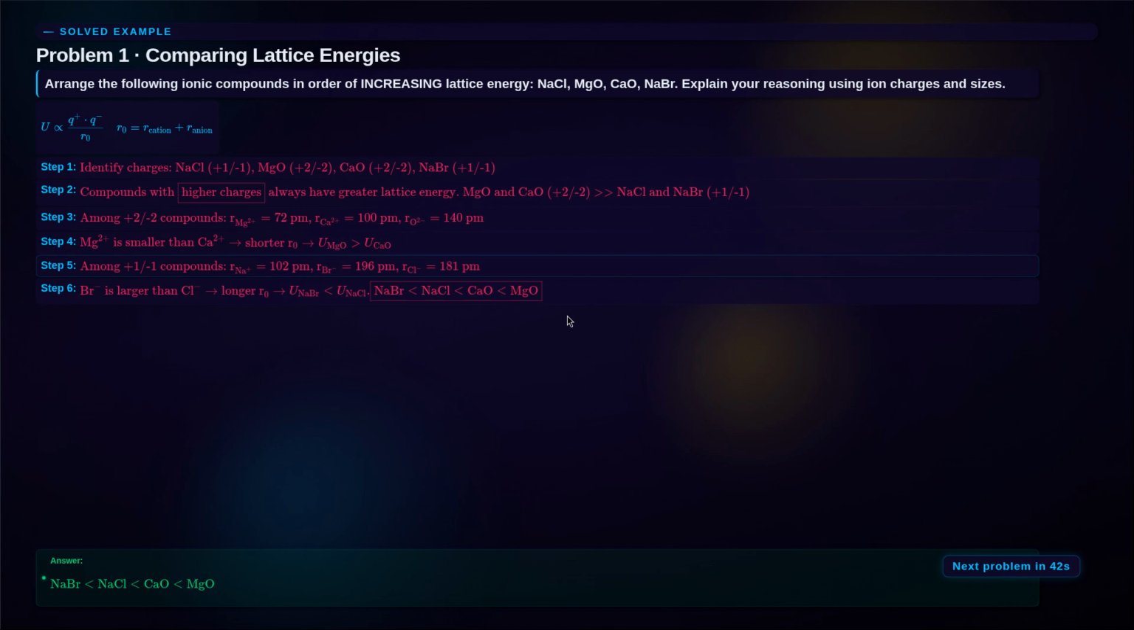Step 6. The final order from smallest to largest is bromine at 114, magnesium at 150, calcium at 180, sodium at 186, and potassium at 227 picometers.